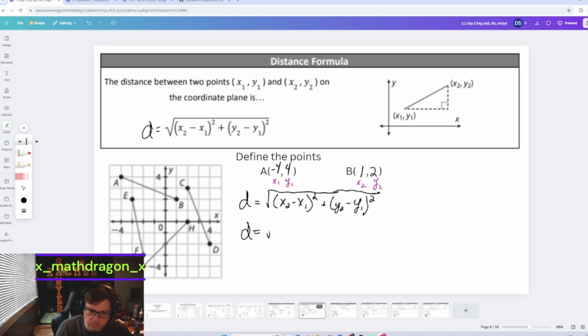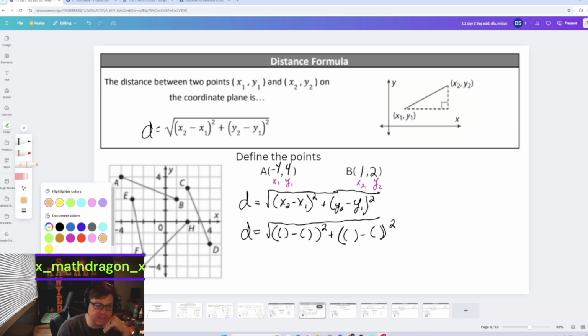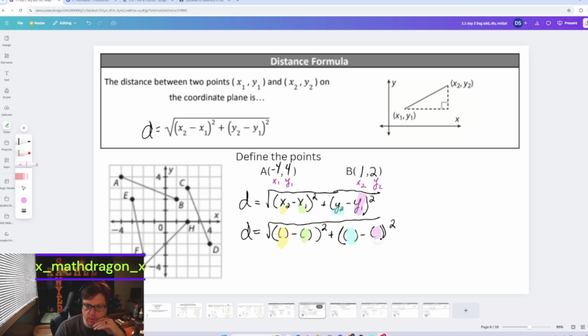What I like to do is after I write the formula, copy everything down that we see, except for the x2s, the x1s, the y2s, and the y1s. We're going to plug in values into these. So whatever x2 is going to go here. Whatever is x1 is going to go there. Whatever is y2 is going to go here. And whatever is y1 is going to go there. Should stay consistent with what I'm doing. There we go. All right.